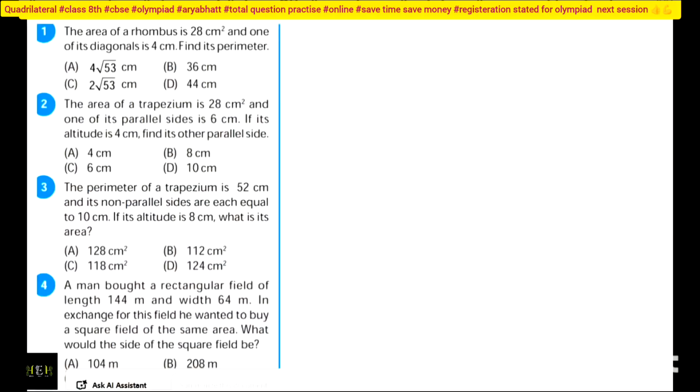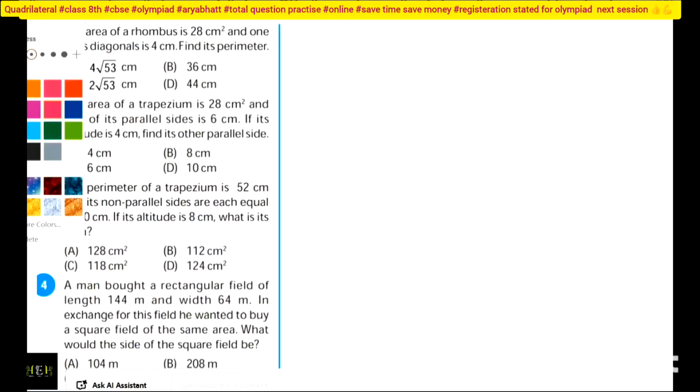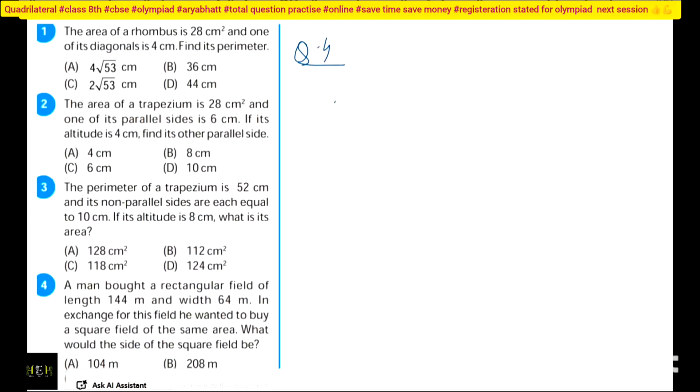Okay. Now see question number 4. A man bought a rectangular field of length 144 meter and width 64 meter. In exchange of this field, he wanted to buy a square, and the dimensions of the rectangle are 144 meter and 64 meter. But he wants to buy a square, and a square has all sides equal, right? So they are asking about the side of the square, but both have the same area.